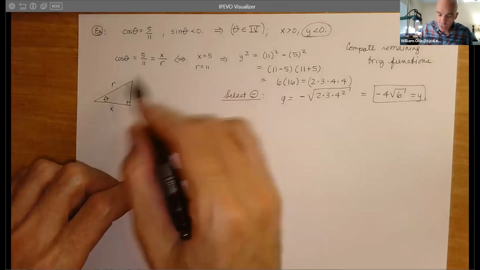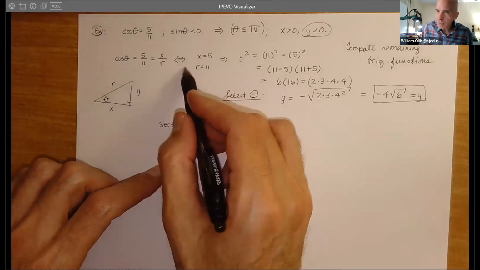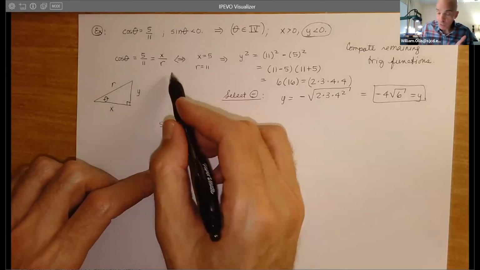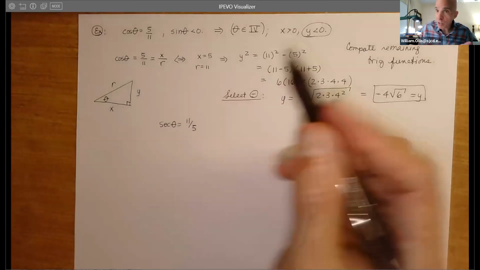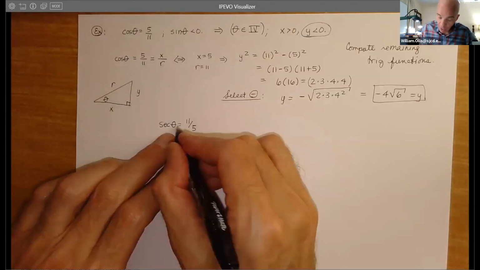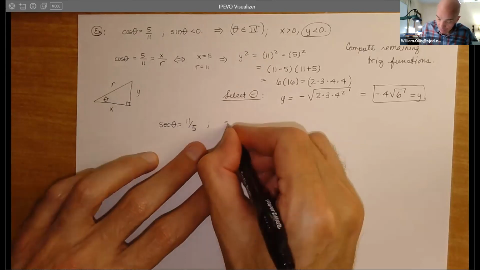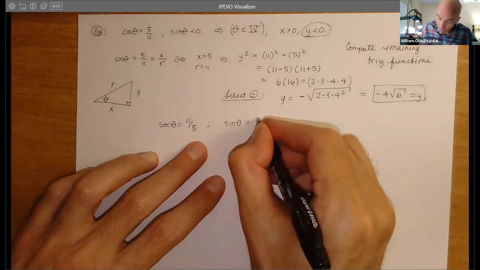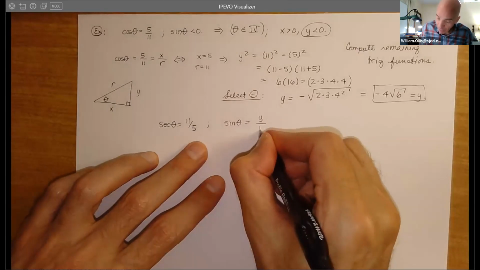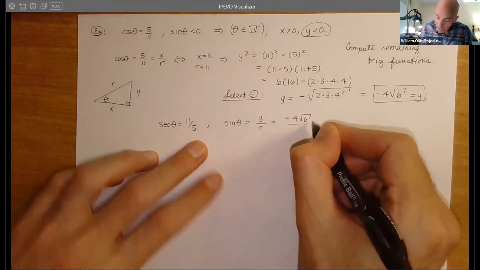No, we're just kind of looking at it in terms of ratios, which changes it up a little bit, but it's still Pythagorean. You may find this easier, and if you do, good. I mean, we're just doing ratios now, so we're good to go. So secant theta is 11 over 5, and then sine theta, that's going to be what? Y over R, opposite over hypotenuse. So that's -4 root 6 over 11.